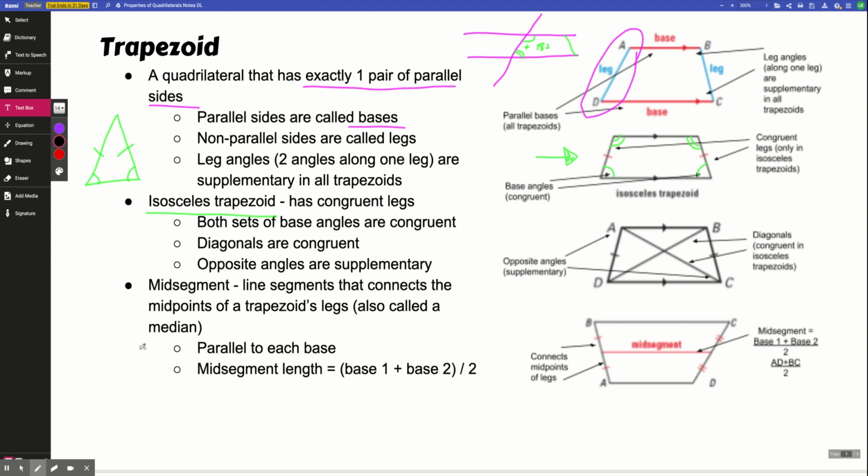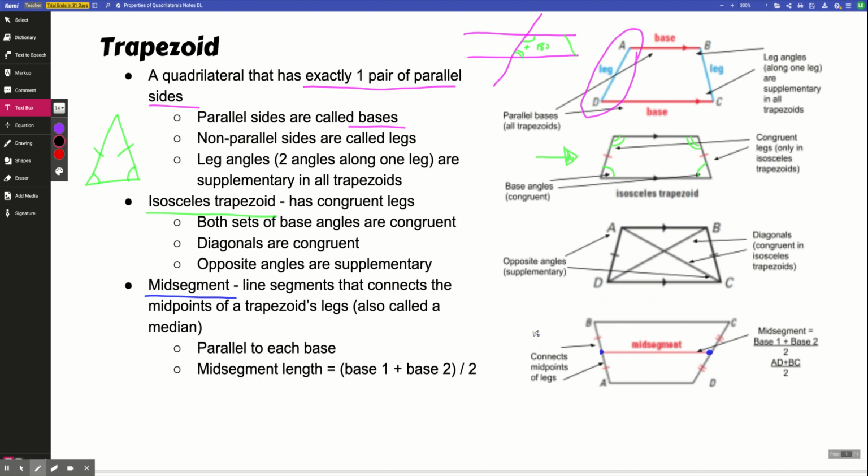Last thing about trapezoids is they have something called a mid-segment, which is very much like a midpoint. But it's just directly in the middle of the trapezoid. What it does is it takes the legs and cuts each leg in half, so it connects the midpoints of the legs. Now, that works for any trapezoid. It doesn't have to be an isosceles trapezoid. This works for any trapezoid.